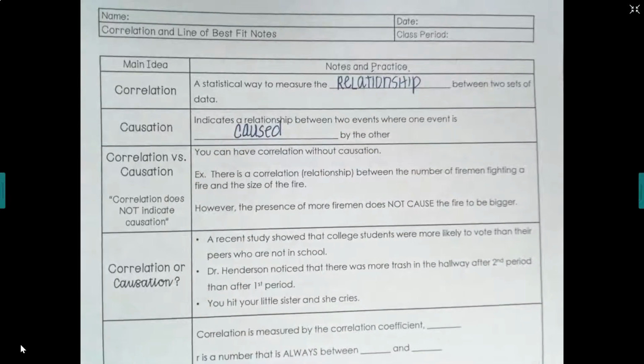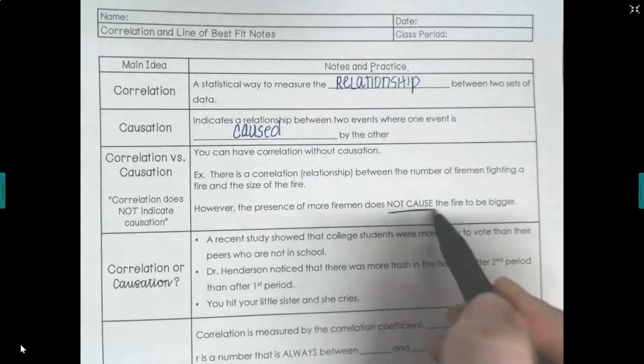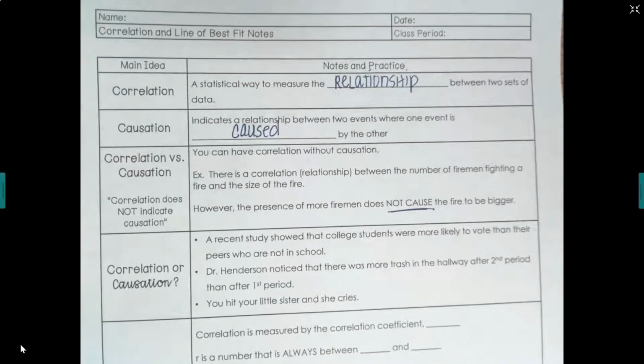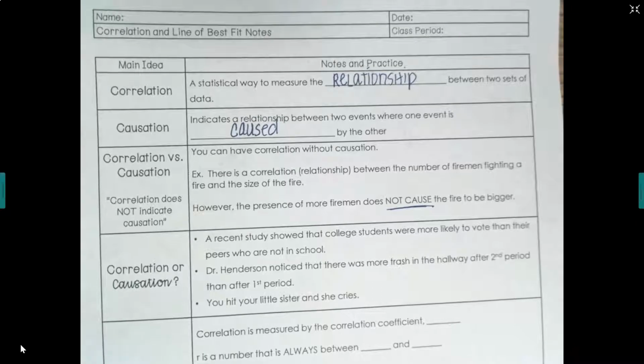Okay? So correlation versus causation, you can have a relationship, a correlation, without having causation. So you could have, for this example, there's a correlation or a relationship between the number of firemen fighting a fire and the size of the fire. But the presence of more firemen does not cause the fire to be bigger. So there's not a causation. And you could look at it conversely too. Just because the fire is bigger does not make there be more firemen. What if there aren't any more firemen to bring? So there's not necessarily a causation there, but there's definitely some sort of relationship.